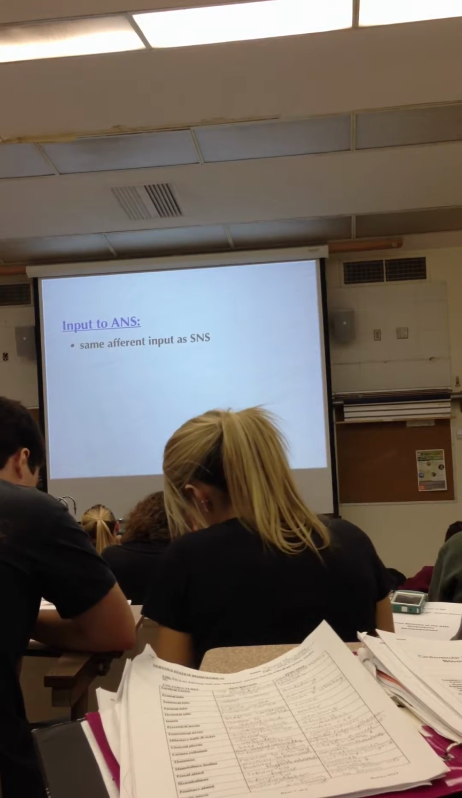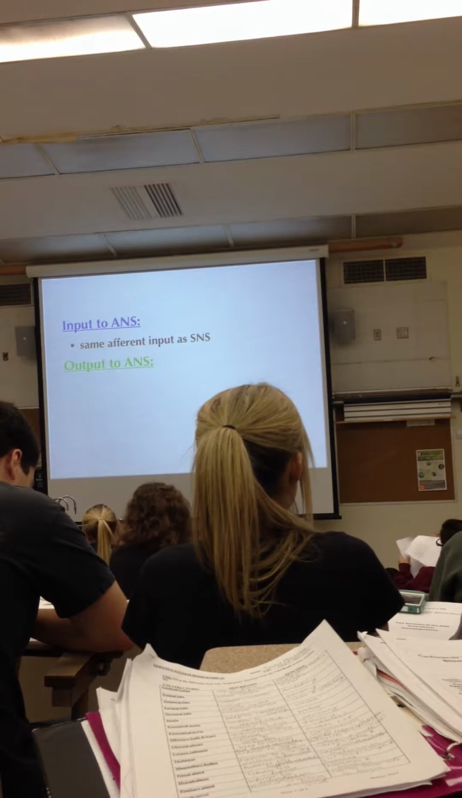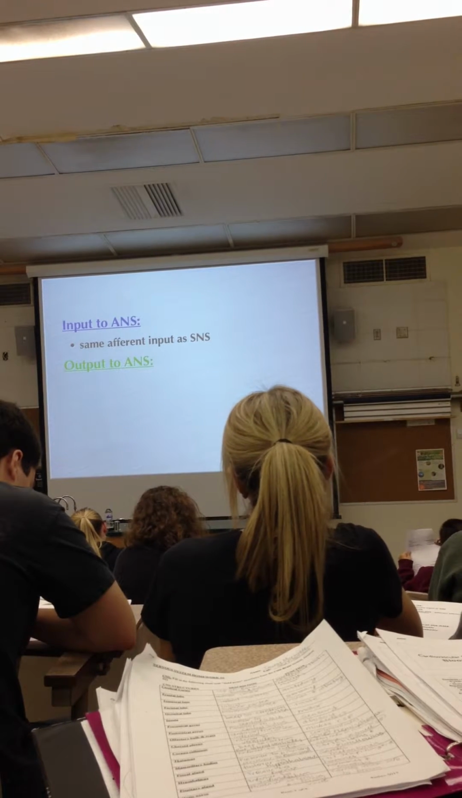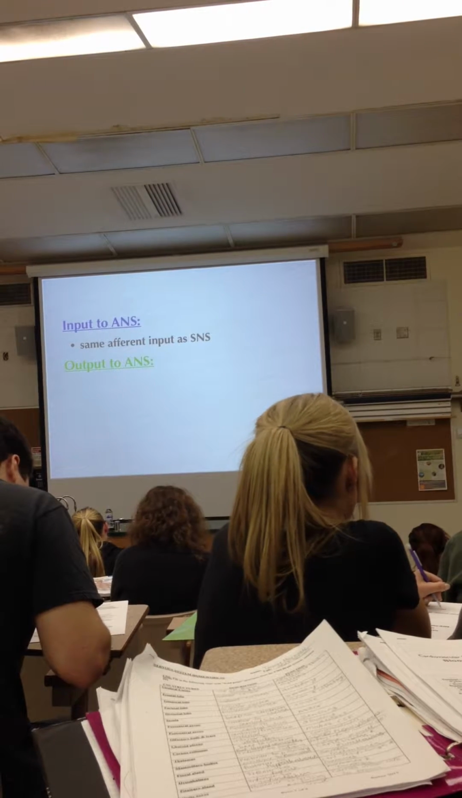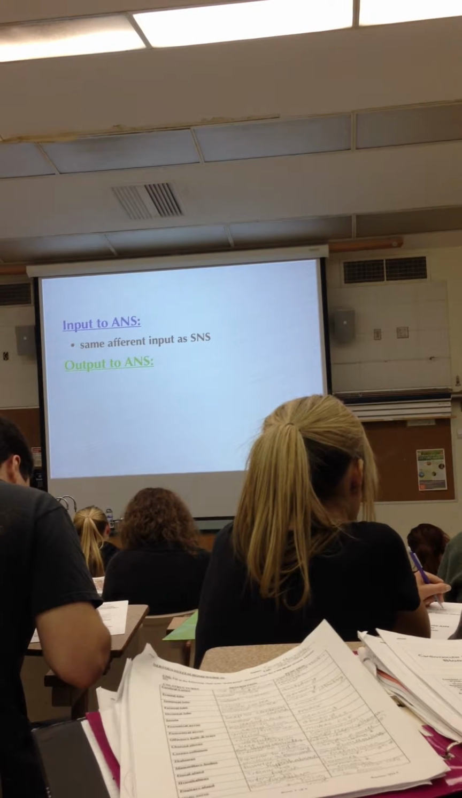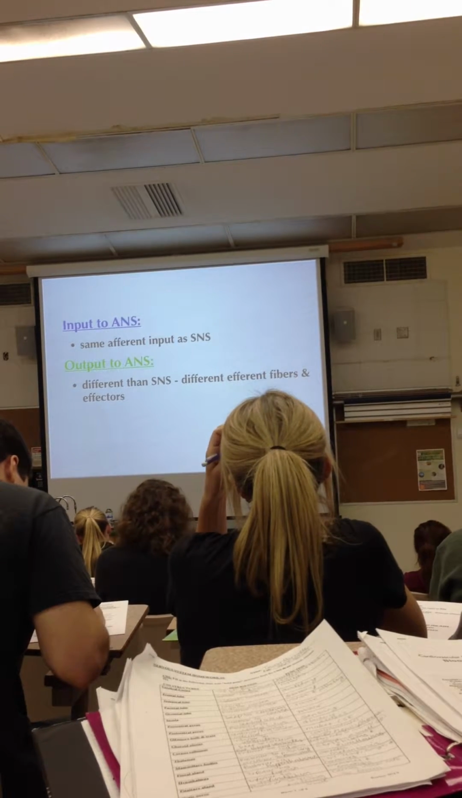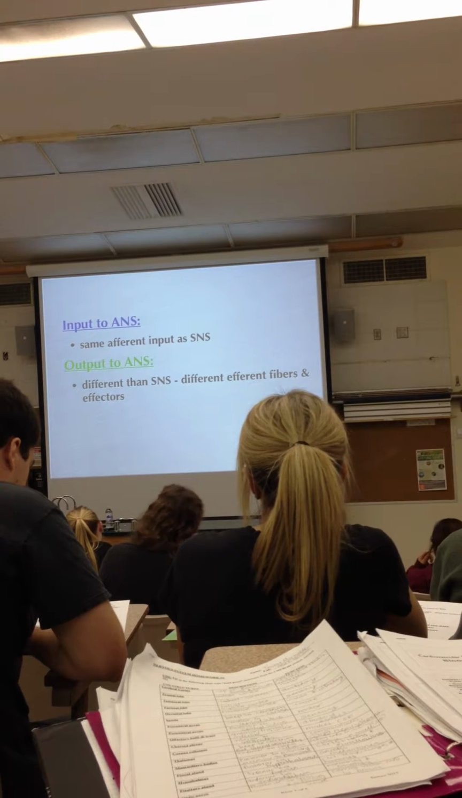So, you're using the same afferent information that your somatic nervous system, that's what SNS is, somatic nervous system, uses. So you're using that same data that you collect to make decisions about what's going to happen in the autonomic. The output uses different efferent fibers than somatic and different effectors. Okay?